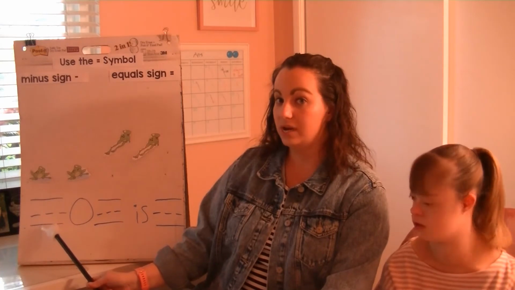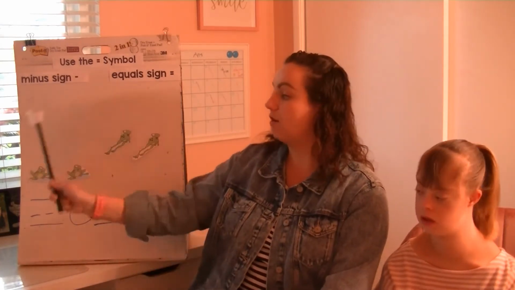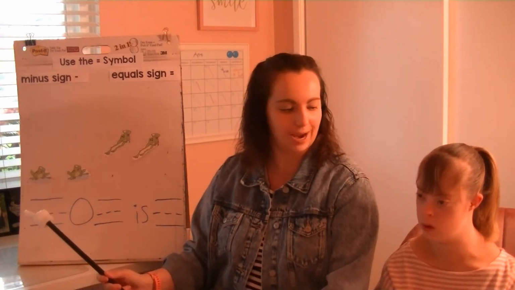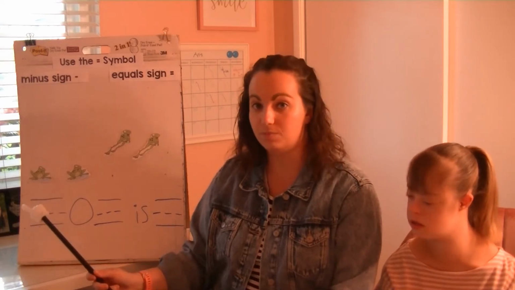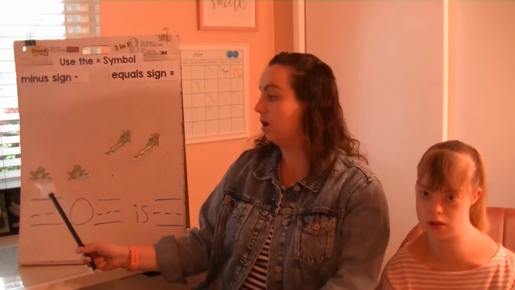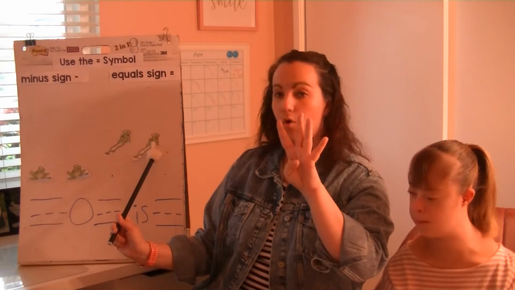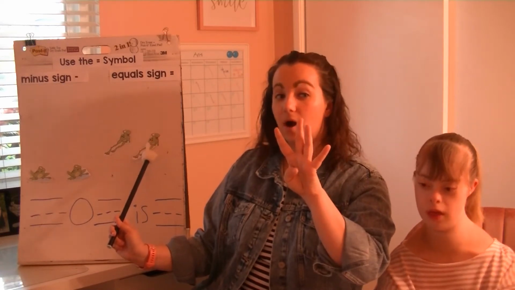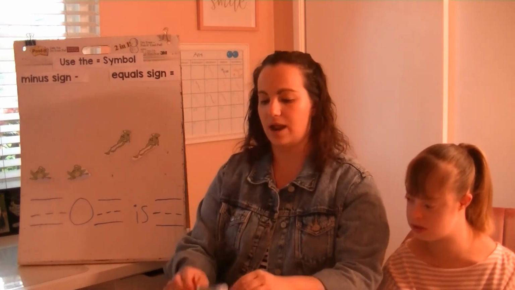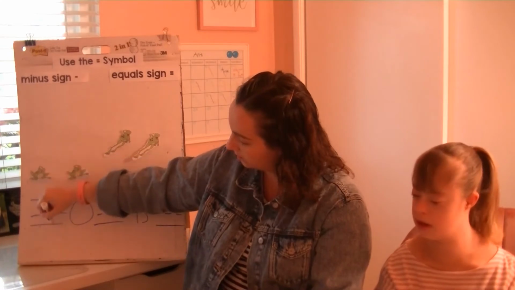Looking here, we need to write how many frogs started off in the pond. How many frogs did we start with in the pond? Get ready to count with me. Ready, set, count all the frogs in the pond. 1, 2, 3, 4. How many frogs are in the pond? I think 4. Yes. So you would write 4 here, saying we started with 4 frogs.